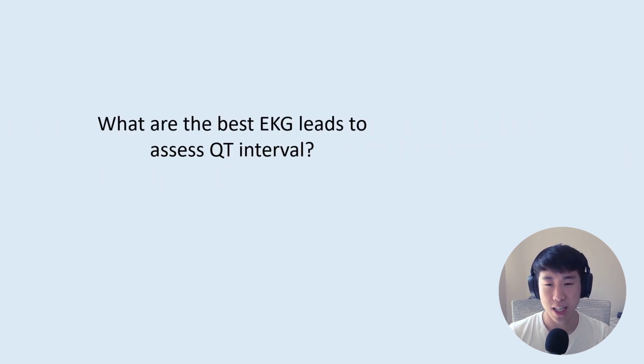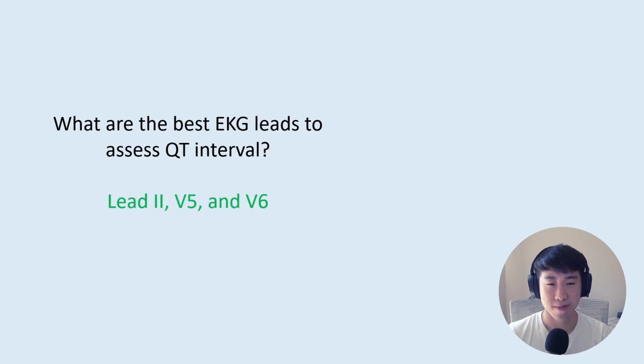What are the best EKG leads to assess QT interval? That'd be leads 2, V5, and V6. Obviously, we usually just use the calculated QTc from the EKG machine, but I thought it was kind of useful to know which leads were best for identifying this, because sometimes you do have to manually calculate it. For example, if somebody's in AFib or if they have a wide QRS, those are times where you're actually supposed to manually calculate the QT interval, which I didn't know before.